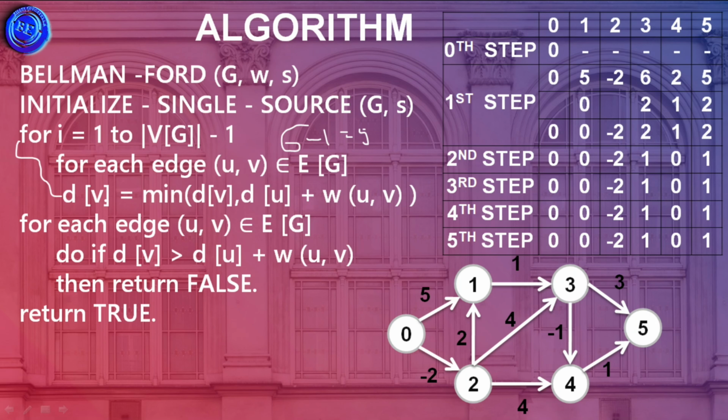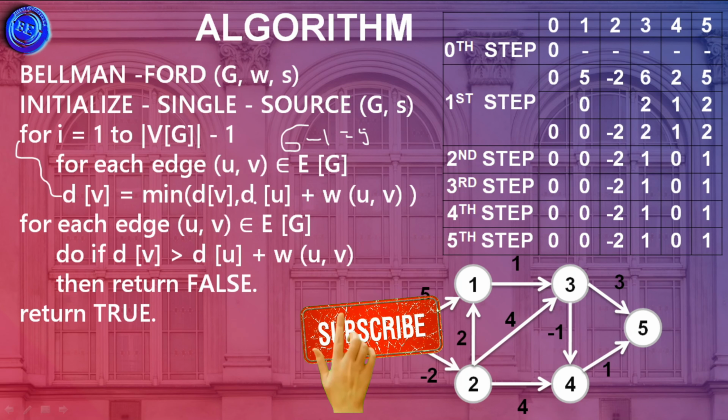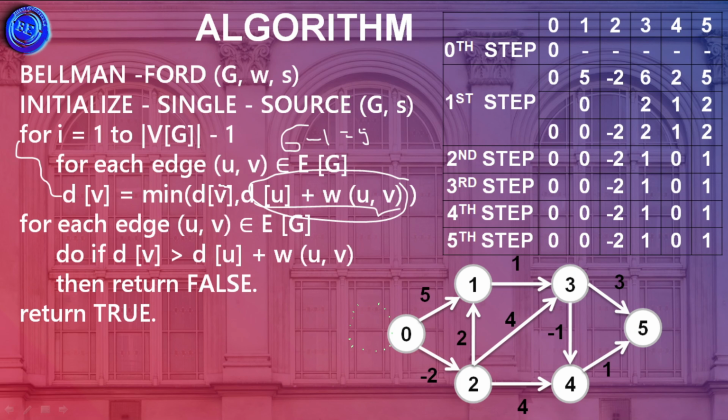If d of v is greater than d of u plus w of u comma v, then we are going to update the d of v. That means if this value is minimum, we are going to update this, or else d of v is as it is. So after completion of these 5 steps in this for loop, we are going to take the edge values which are at the 5th step. So E of G represents the set of edges which are present in the 5th step.